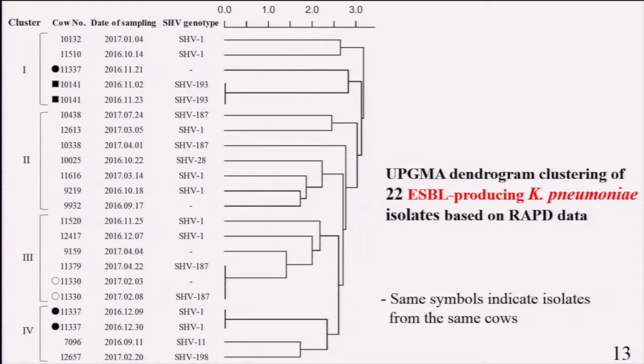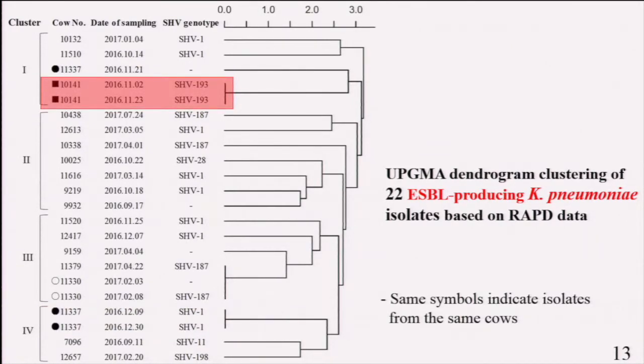And next is the UPGMA dendrogram clustering the 22 ESBL producing Klebsiella pneumoniae. First, I would like to discuss the isolates from the cow number 11337. The first isolate was clustered in the cluster 1, while the second and third isolate were clustered in the cluster 4. This shows the different pattern when we collected from the same cow.